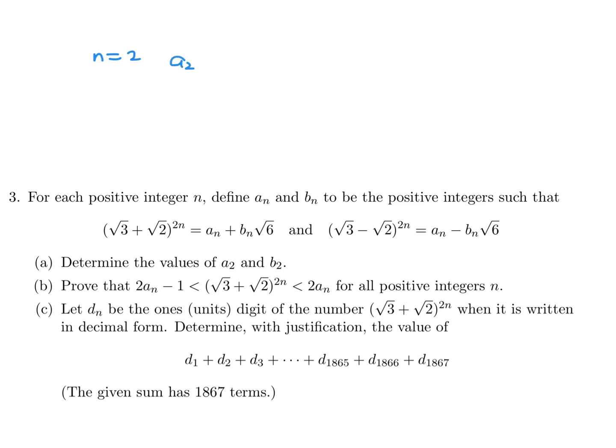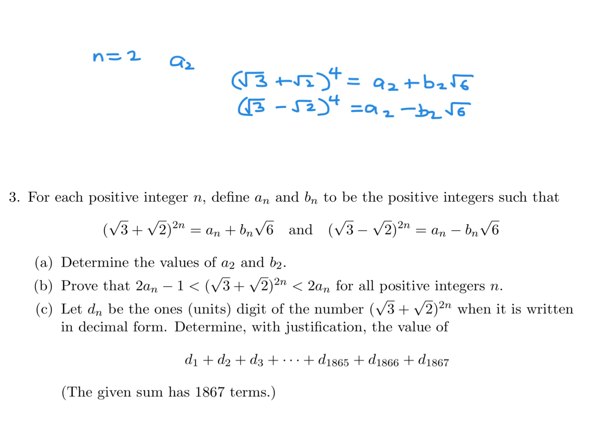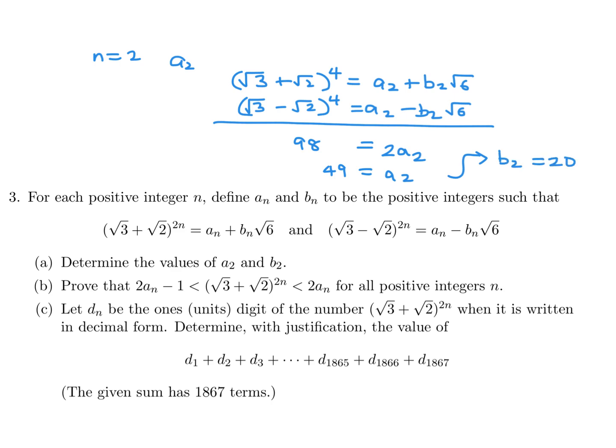Therefore, root 3 plus root 2 to the 4 is a2 plus b2 root 6. And then root 3 minus root 2 to the 4 is a2 minus b2 root 6. What I mean is that's the two equations, and then you'd have to solve them. If I add these two equations, I'll get 2a2, these b2's disappear, and then this actually is 98. I'll let you guys do that. You can crunch out those numbers in a calculator, and therefore a2 would be 49. And then if you sub that back into either one of these, you can calculate that b2 is 20. Okay, so that takes care of a2 and b2.